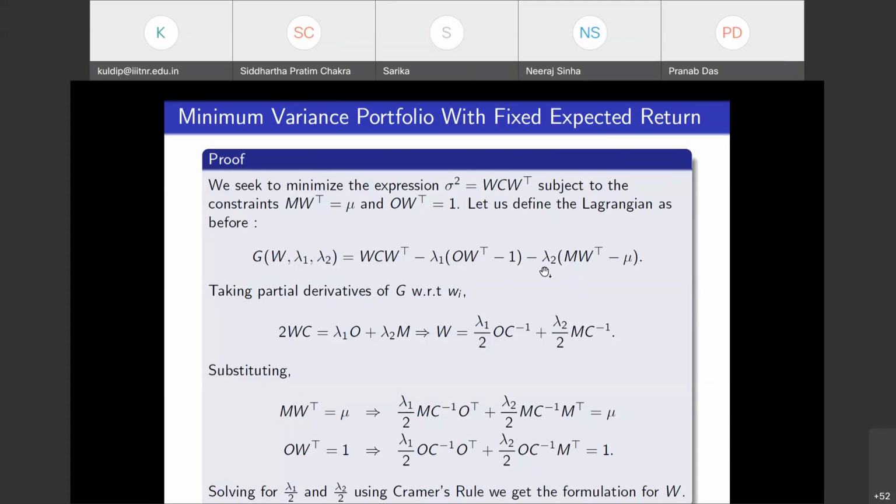So it is the same approach as the previous one, except that instead of one Lagrange multiplier lambda, you have two Lagrange multipliers, lambda 1 and lambda 2, because now you have two constraints instead of one. Again, we take the partial derivative of this with respect to W1 through Wn, and we end up getting W equal to lambda 1 over 2 OC inverse plus lambda 2 over 2 MC inverse. So now you have got the weights which will result in your mu sigma on the efficient frontier. Here your O, M, and C inverse are known, but you now have two unknowns, lambda 1 and lambda 2, and you have to determine them.